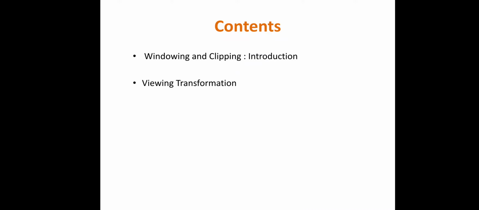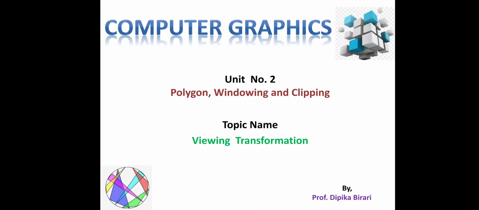Now we are going to see those transformations with different objects. So these are the contents which we are going to cover today: the introduction of windowing and clipping. This unit number 2 is divided into two parts. First we have seen the polygon and what operations we can perform on a polygon. Now the next part is windowing and clipping.